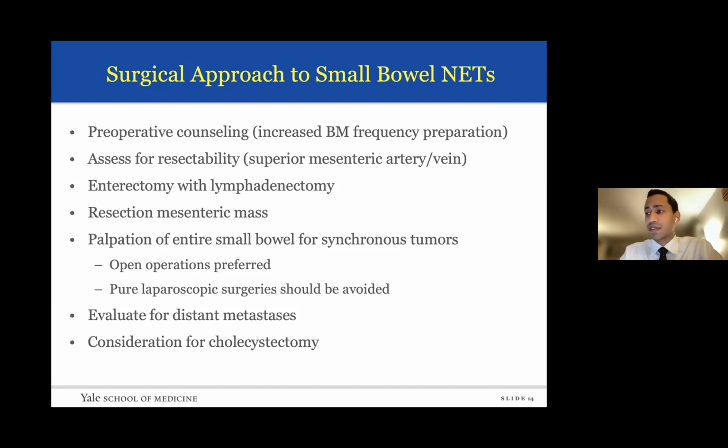We also consider for resectability, and a lot of it comes down to the mesenteric artery and vein, the superior mesenteric artery and vein. That's something we strongly consider for resectability for these kinds of tumors. The surgery usually entails an enterectomy or small bowel resection with a lymphadenectomy. Sometimes it involves resection of a mesenteric mass, which is how a patient may present. And in the operating room, it's very important to palpate for synchronous tumors. So open operations are preferred.